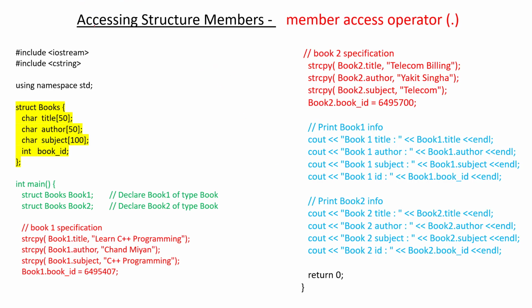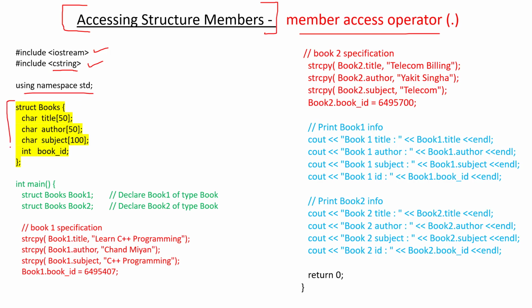So we are going to learn how to access the structure members using the member access operators and working with strings. Okay, so we have the initial one: hash include input output, hash include cstring as a new library file, using namespace std.